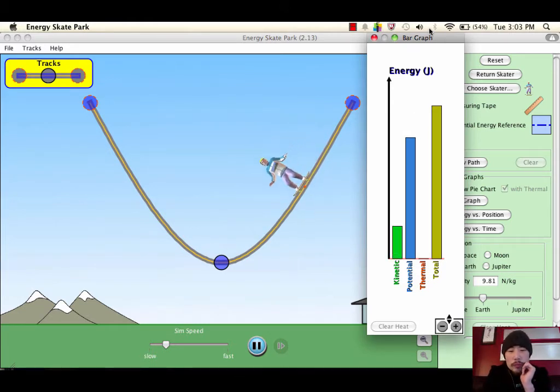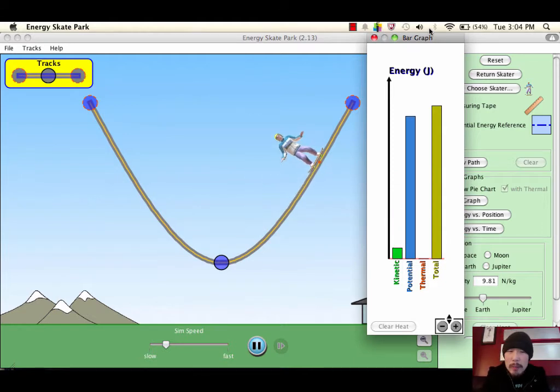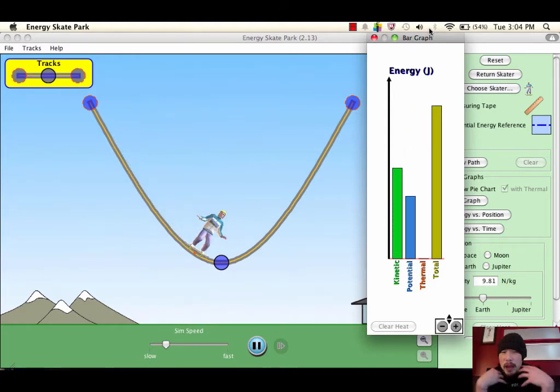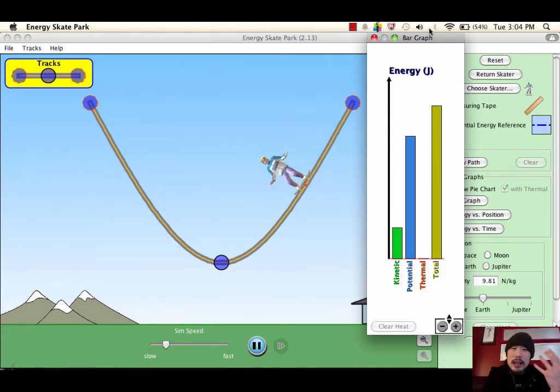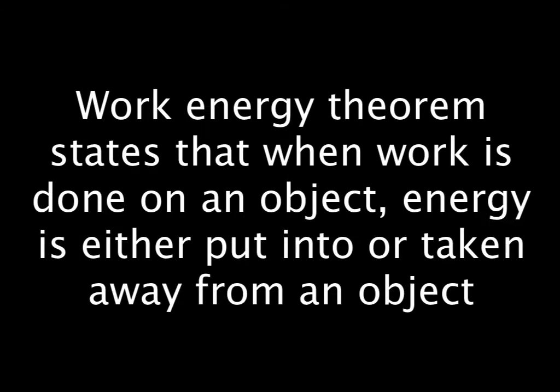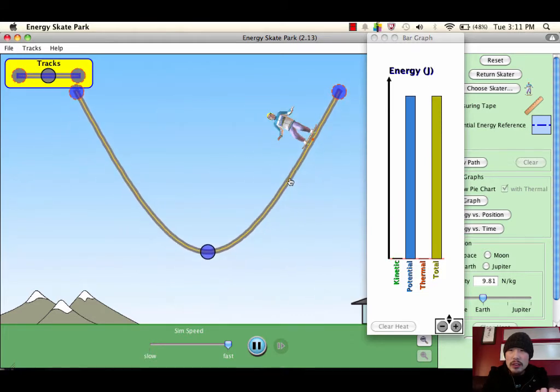If I want to change the amount of total energy or mechanical energy, I have to do work on the system. Okay, I'm going to do that by raising the skate park. Alright? Now think about this. If I work on the system, I am putting in energy. So if I put in energy, the mechanical energy should increase, like so. Look at that yellow bar. Look how it's increasing.